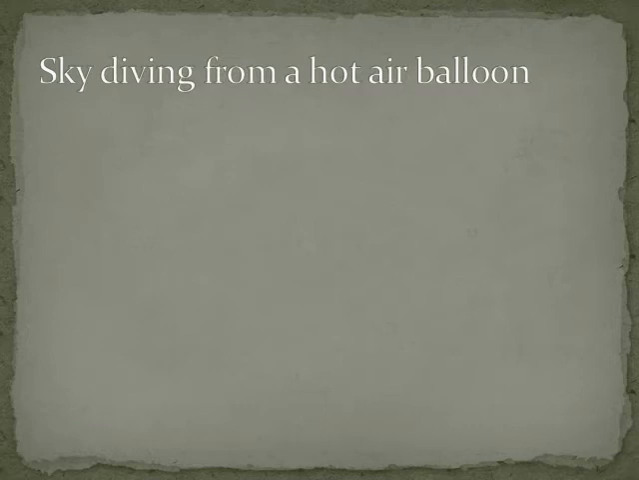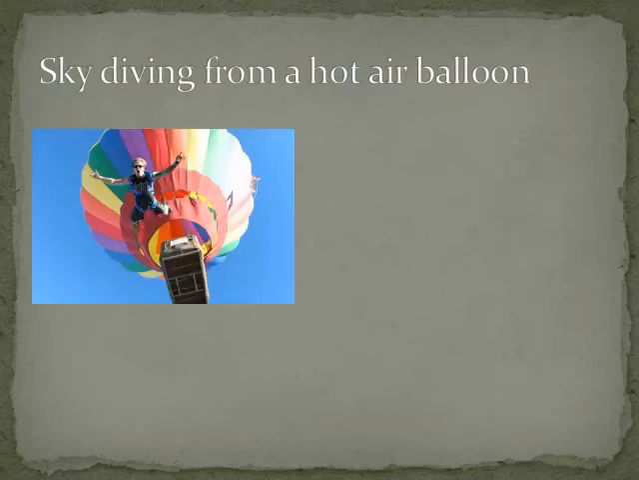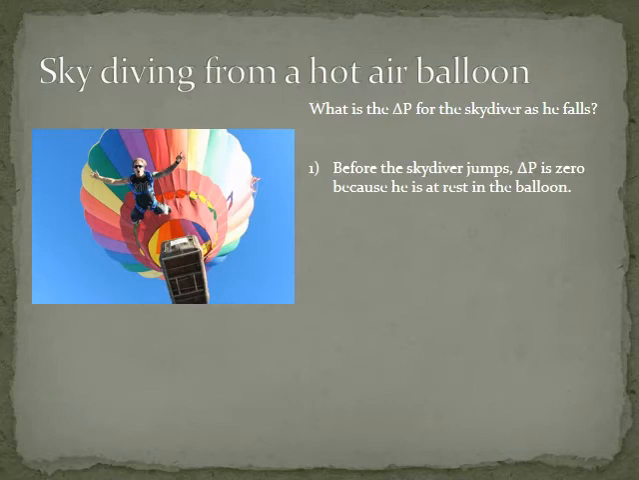Let's look at a quick example of a person skydiving from a hot air balloon, and take a look at how the momentum of that person is changing and what DeltaP values we would expect as that person falls. So the very first situation is the skydiver standing still in the balloon. It's just waiting to jump.